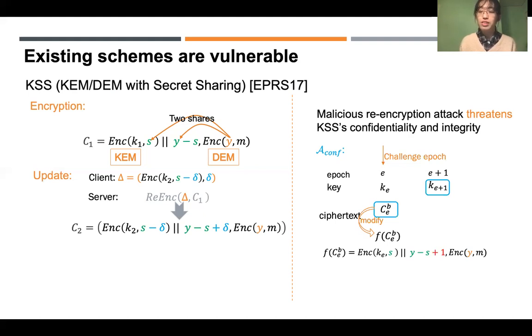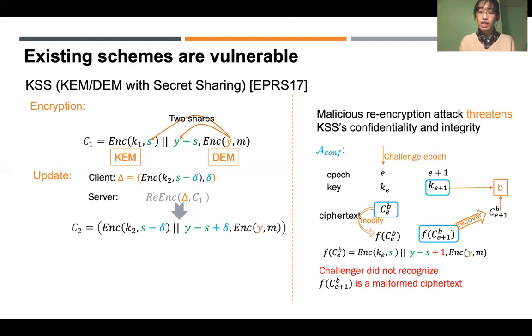The adversary can craft the secret key, then he cannot get the update of the challenge ciphertext, but he can query the update of the malformed ciphertext too. Based on the update, he can recover the real update of the challenge ciphertext, then he can decrypt it to get the challenge bit. So the KSS scheme is vulnerable.